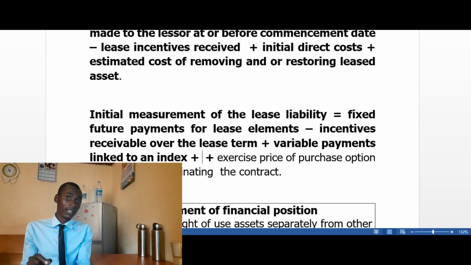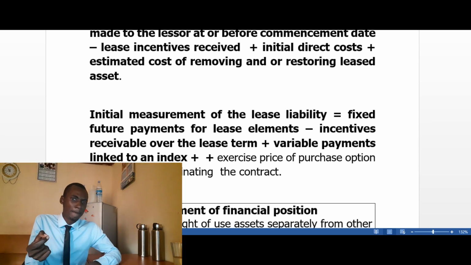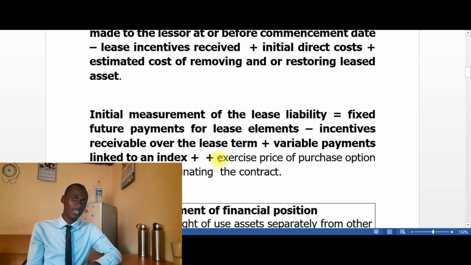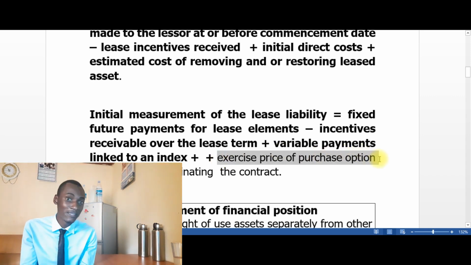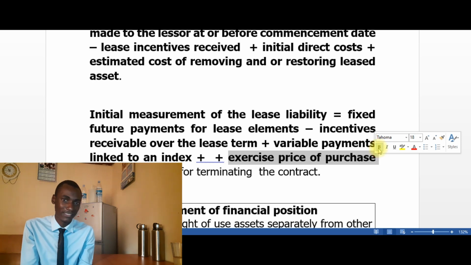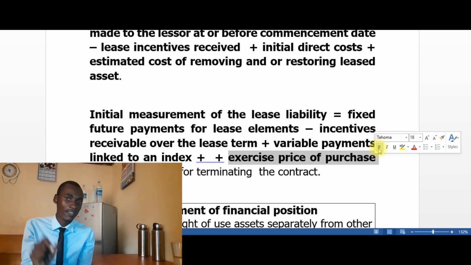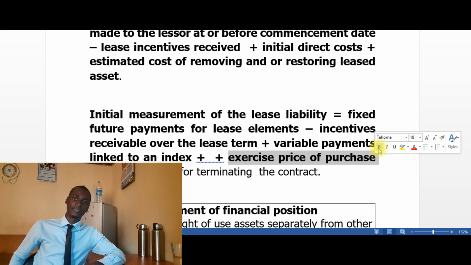Remember, in the contract, there can be an option that maybe after the lease term, the lessee will purchase the asset. So that purchase price, we also have to include that when we are coming up with the initial measurement of the lease liability. Penalty for termination of the contract. Maybe over the lease term, you will find that there is a possibility of maybe the lessee terminating the contract. If there is that option of terminating the contract, there has to be a fee. So that fee should also be included in the initial measurement of the lease liability.